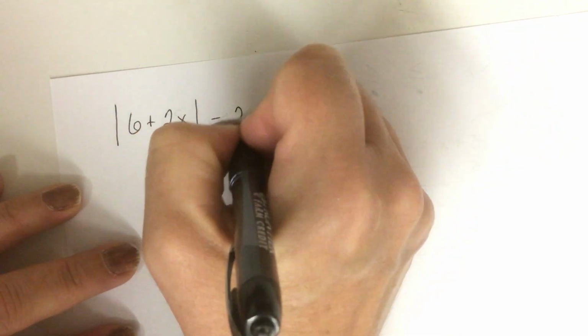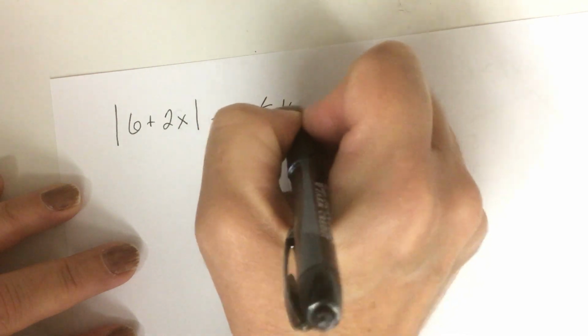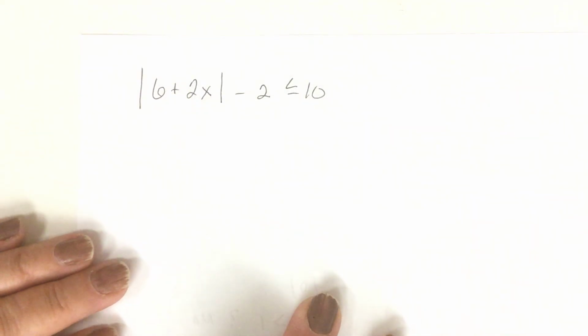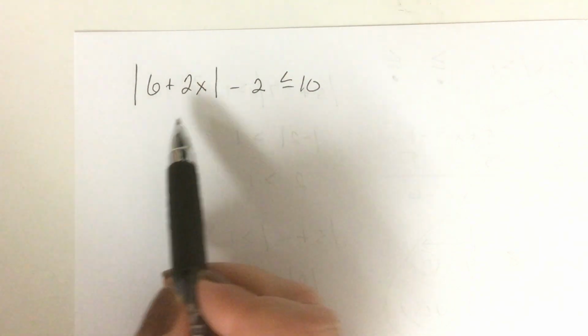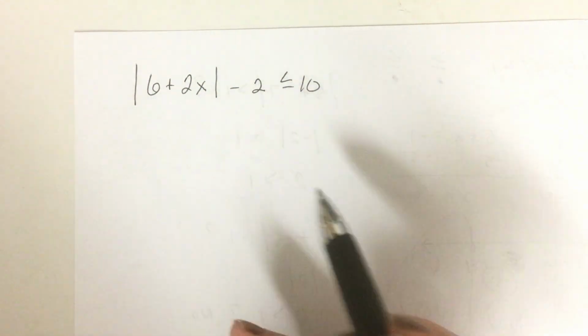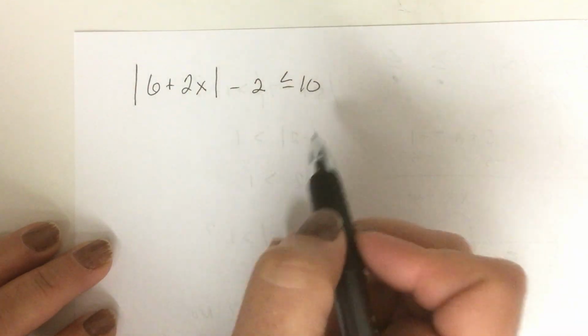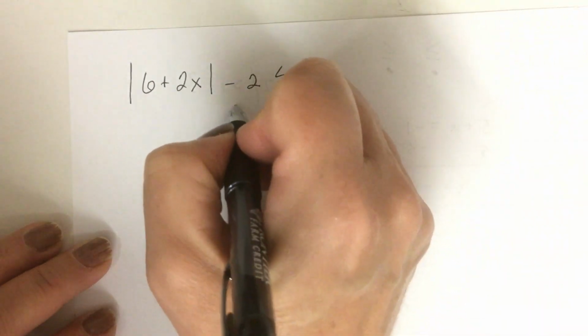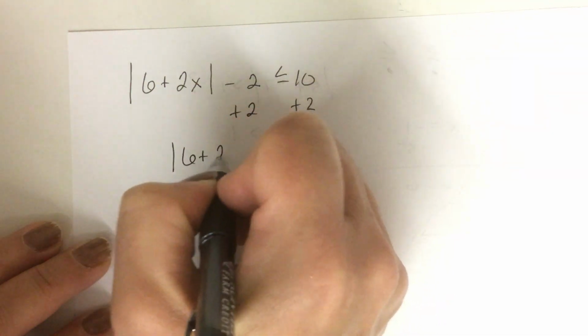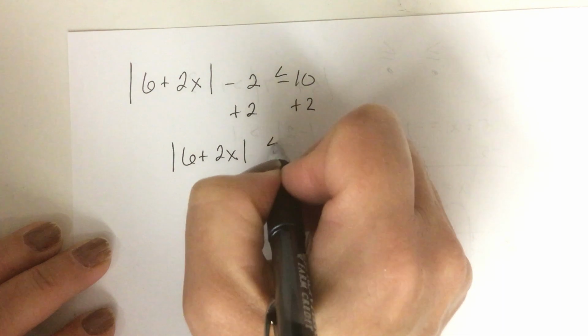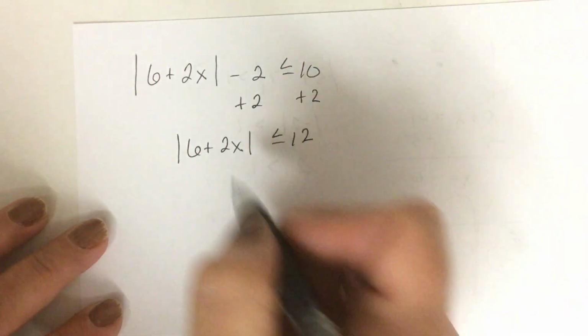So let's say we have the absolute value of 6 plus 2x minus 2 is less than or equal to 10. The first thing we have to do is get our absolute value alone. On the problems before, it was already alone, so I was ready to make my two equations. But I can't break them into two equations until I get rid of this minus 2. So I need to add 2 to both sides. So now I have the absolute value of 6 plus 2x is less than or equal to 12.